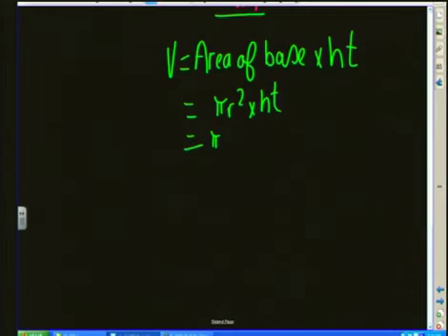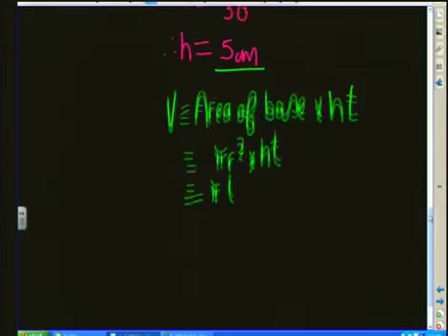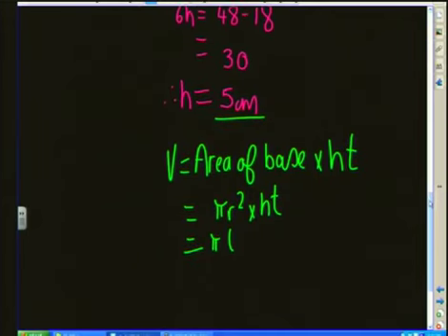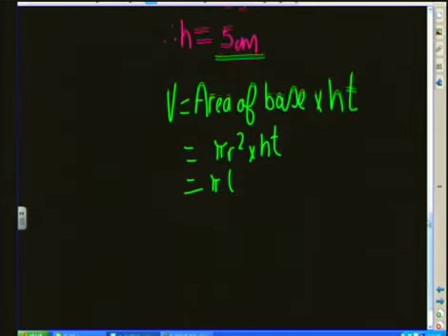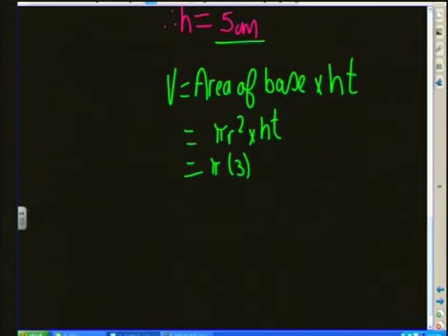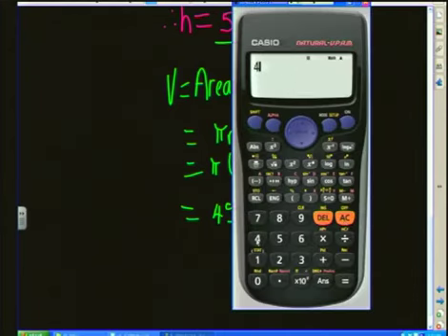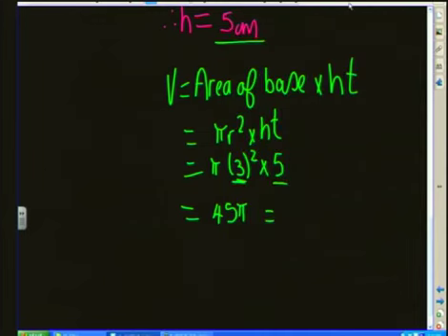So it's going to be pi, and we just worked out from above that the height is 5, and we know that the radius was 3. So we can put in the radius, 3 squared, times the height, which is 5. So we're going to get 9 times 5, which is 45 pi. And we can see what that gives us by using our calculator. So it's 45 times pi, and that gives us 141.37.